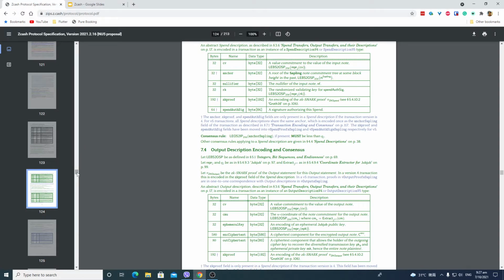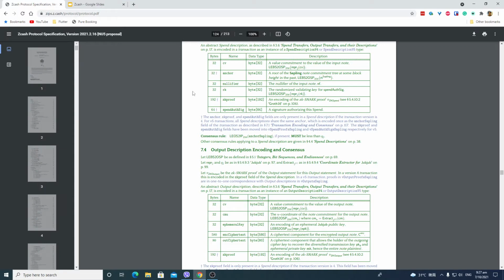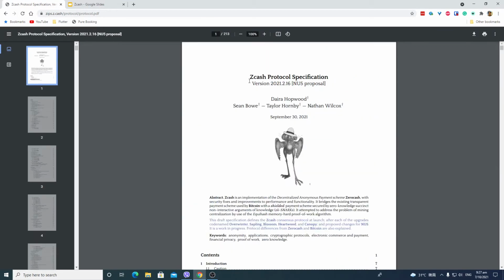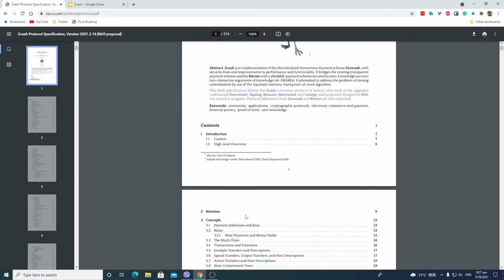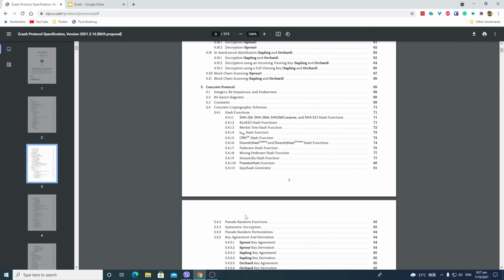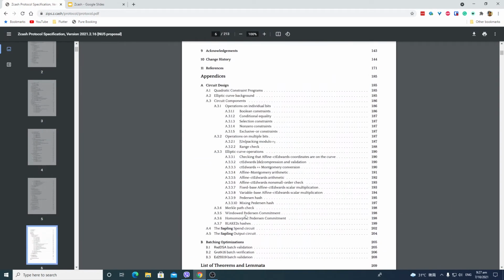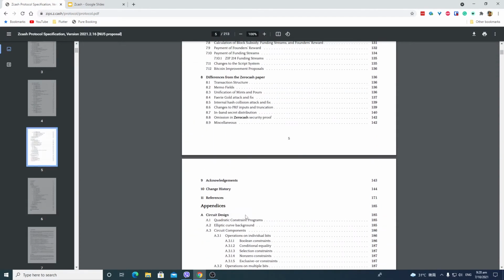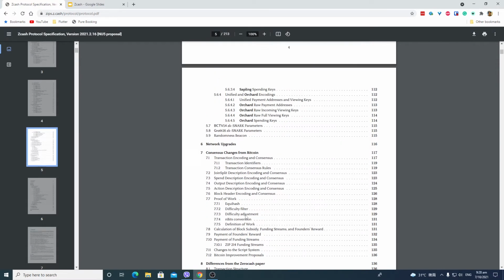So you have a document here. I pulled the protocol documentation, which is checked in source control. It's called the Zcash protocol specification. It's pretty easy to find. However, it's quite a long document. As I mentioned many times, it's more than 200 pages, and a lot of it is quite technical.